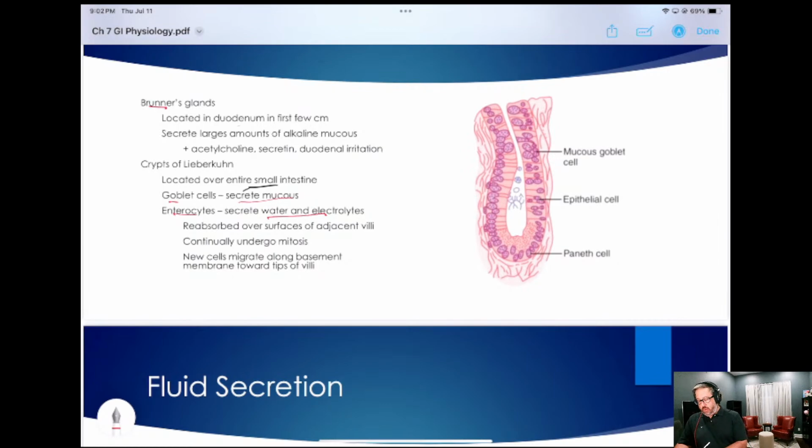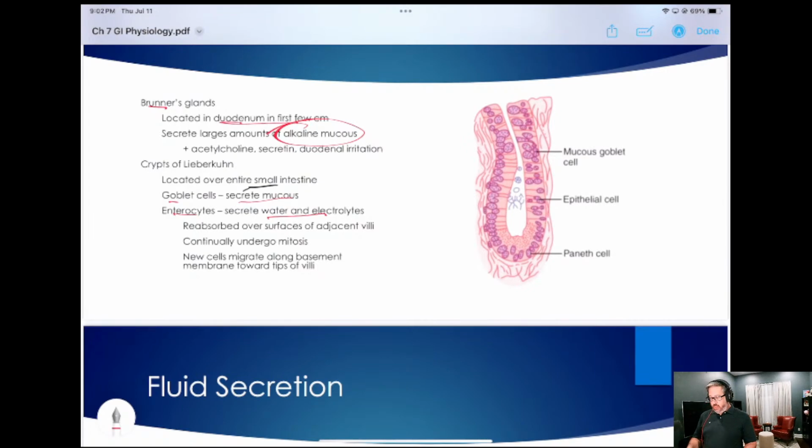Brunner's glands are only in the first few centimeters of the duodenum. Remember, that is the first area that receives the very, very acidic chyme from the stomach. That's why we have alkaline mucus there, because it has to be able to neutralize the acidity. So that's why Brunner's glands are only right there. Lieberkühn's are over the whole thing: mucus, electrolytes, water secretion, keeps things moving, protects the lining. Those are the big things regarding the crypts of Lieberkühn.